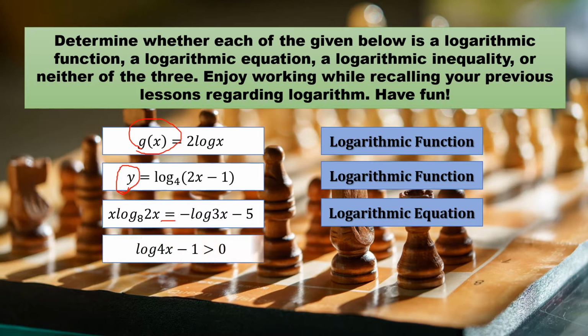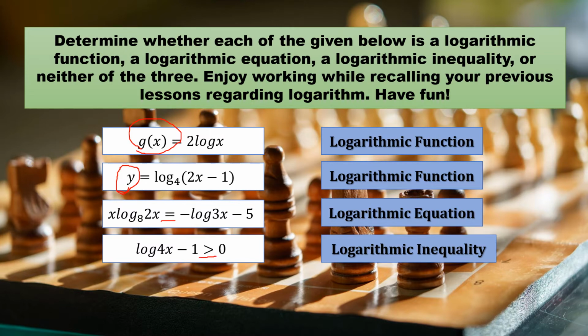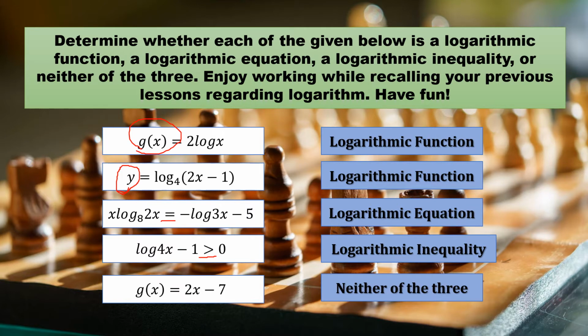The next one, we have log of 4x minus 1 is greater than 0. And it is a logarithmic inequality because it has an inequality symbol or sign. And the last one, we have g of x is equal to 2x minus 7. And this one is neither of the three. Okay?